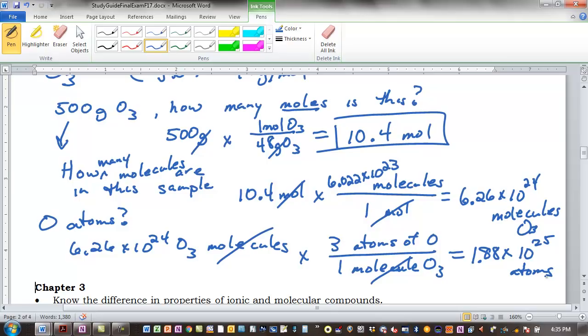Avogadro's number, is that going to be on the equation sheet? Yes, and I haven't posted it yet. I will do so tonight or tomorrow because I have to get a copy.